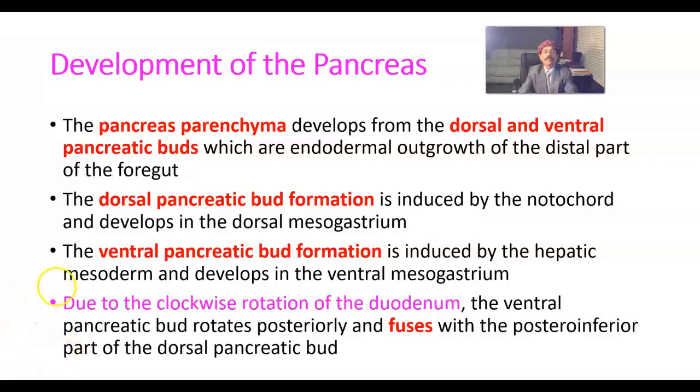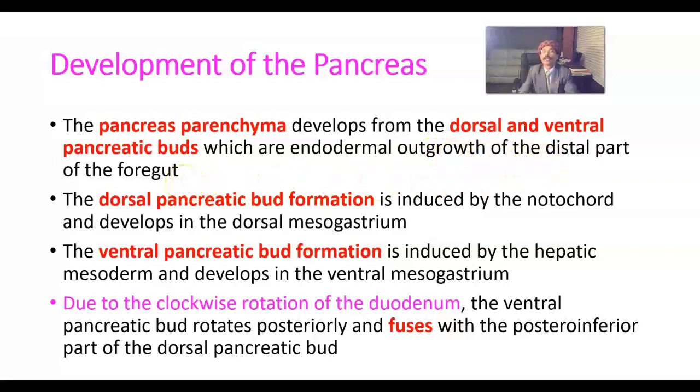Today I will discuss the development of the pancreas. The pancreas parenchyma develops from the dorsal and ventral pancreatic buds, which are endodermal outgrowths of the distal part of the foregut.